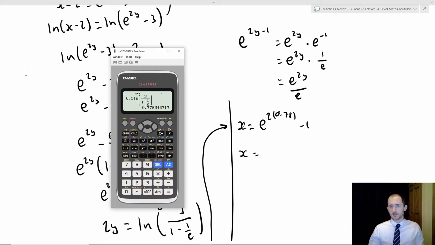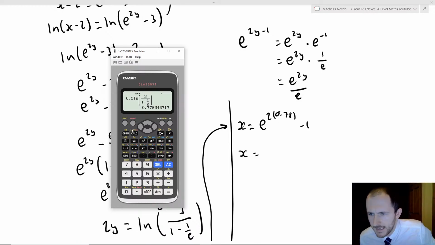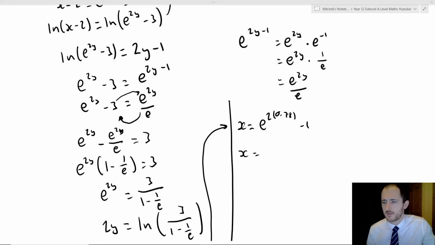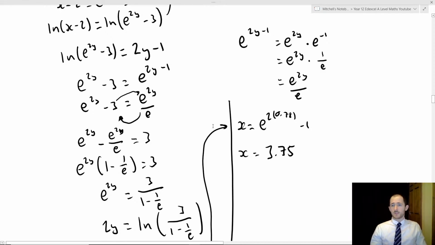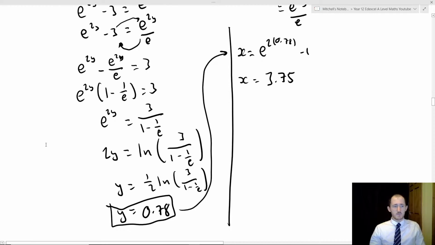So what we're going to do is e to the power is shift ln here, to answer button, and then minus 1, which gives me an answer of 3.75 to 2 decimal places. And that's a 7 mark question. Honestly, it's not that bad. If you think about it, it's ugly, sure, but it doesn't mean it's difficult.